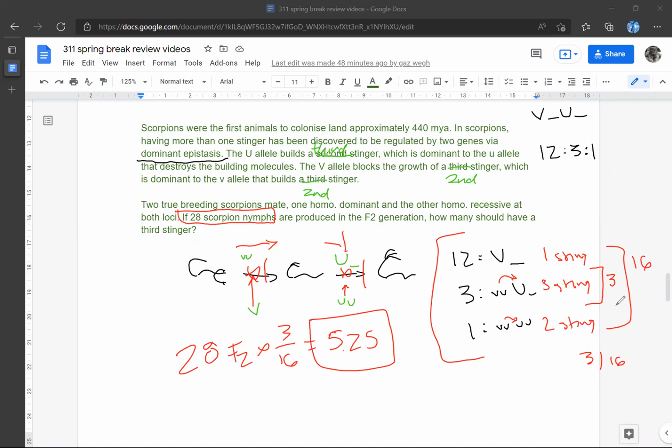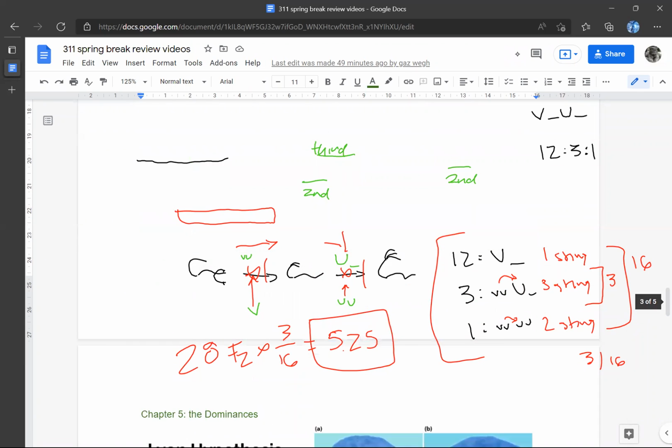And that is all I have for epistasis. There are some better examples that I have if you would like them. And I will see you in the, oh yes, dominances.